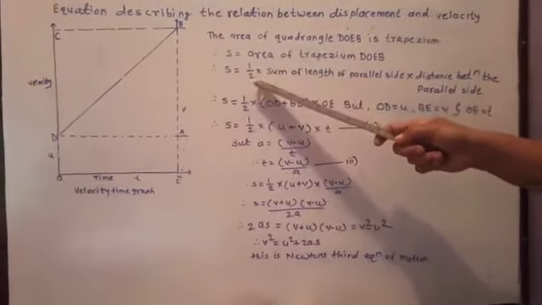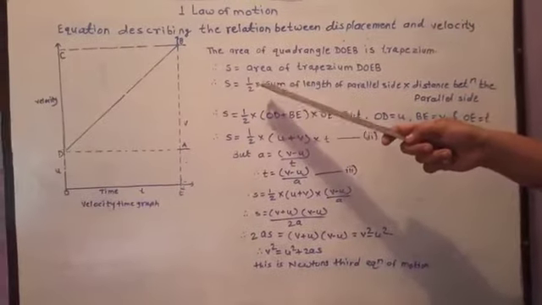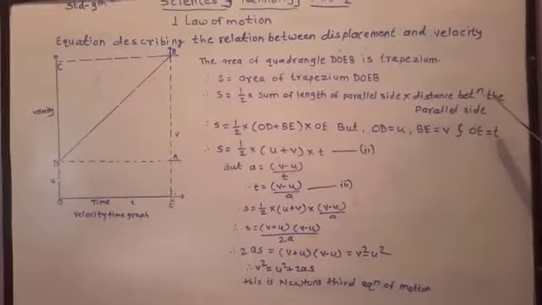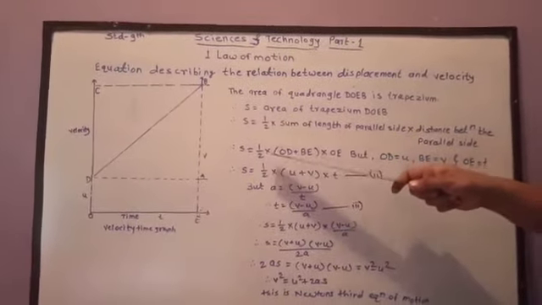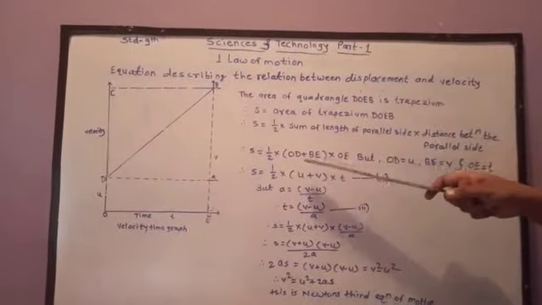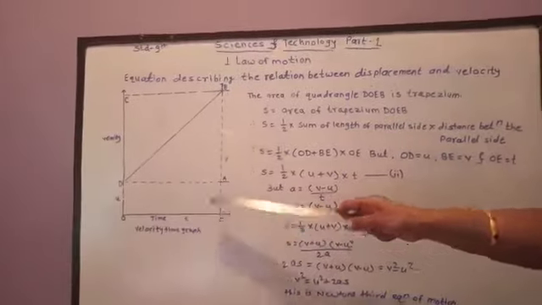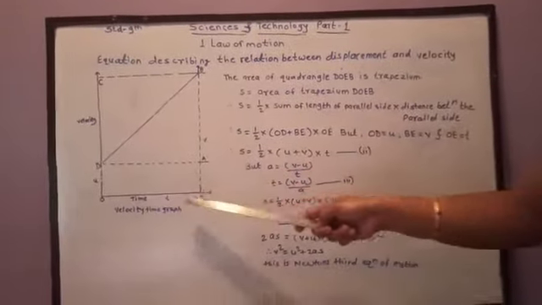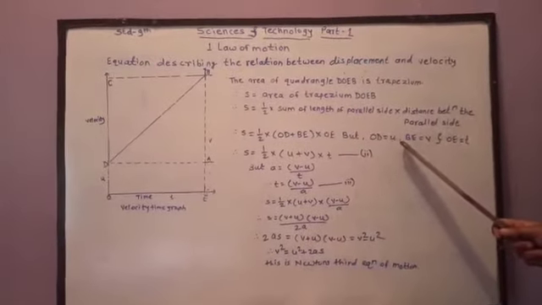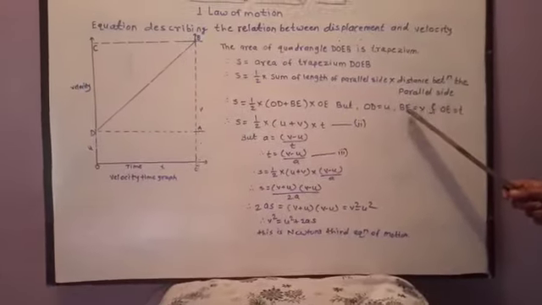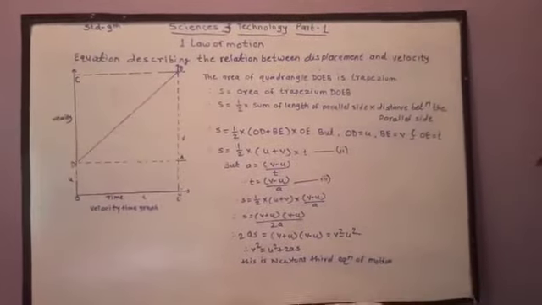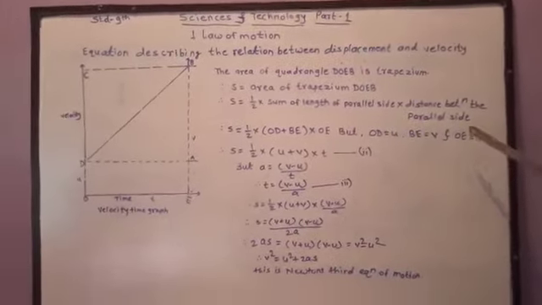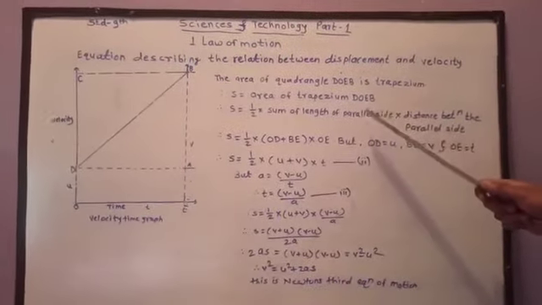The trapezium formula is 1 upon 2 into sum of length of parallel sides into distance between the parallel sides. So, A is equal to 1 upon 2 the sum of lengths of parallel sides OD plus BE into distance between the parallel sides. The distance between parallel sides is OE, but OD equal to u, u is the initial velocity, and BE equal to v, v is the final velocity, and OE equal to t. Put the values in this formula.